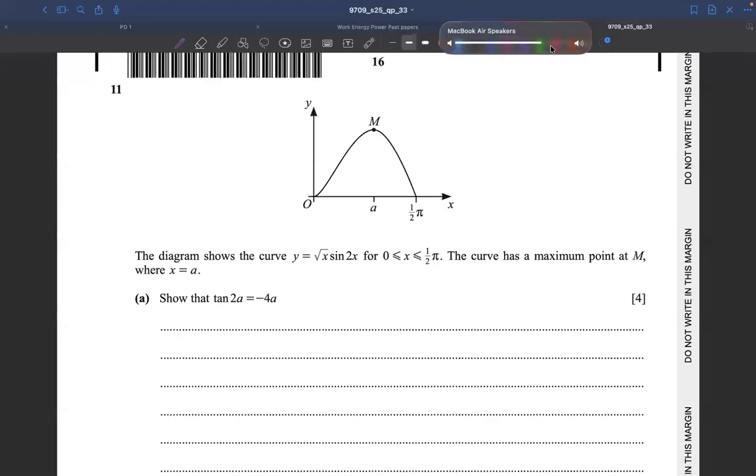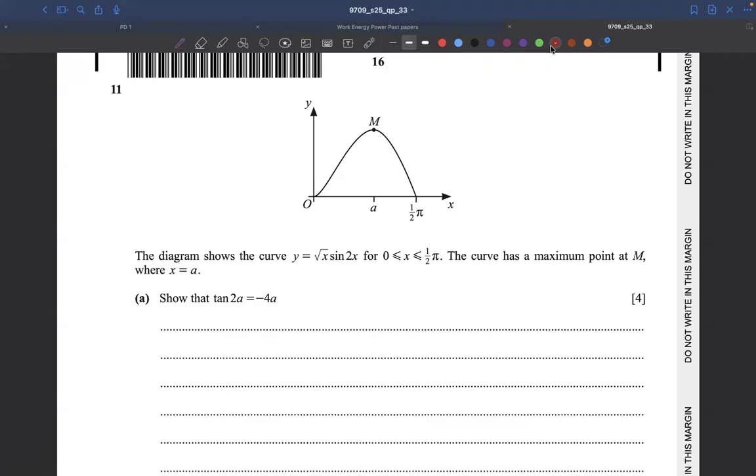In question number 11, the diagram shows the curve y is equal to root x sine 2x for x greater than 0 and less than half pi. The curve has a maximum point at M where x is equal to a. Show that tan 2a is equal to minus 4a.